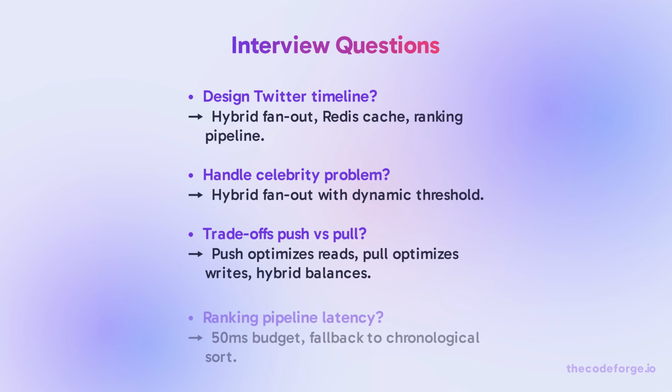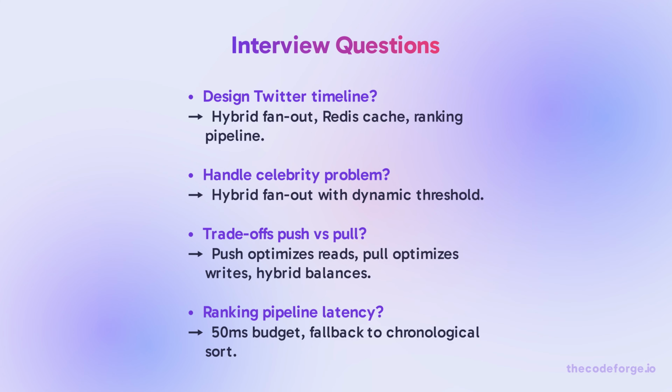Let's run through some common interview questions. Design Twitter timeline, hybrid fanout, Redis cache, ranking pipeline, handle celebrity problem, hybrid fanout with dynamic threshold. Trade-offs: push optimizes reads, pull optimizes writes, hybrid balances. Ranking pipeline latency: 50 ms budget, fallback to chronological sort.